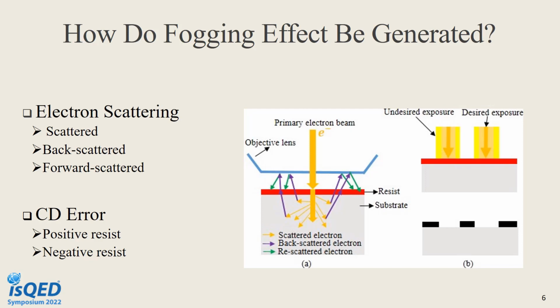I mean, the back scattered electrons hit the bottom of the lens and then are rescattered to the resist and cause the fogging effect. So this effect leads to the critical dimension error. I mean, the gate length will be changed by this effect. So based on whether the resist is positive or negative, the gate length will decrease or increase.